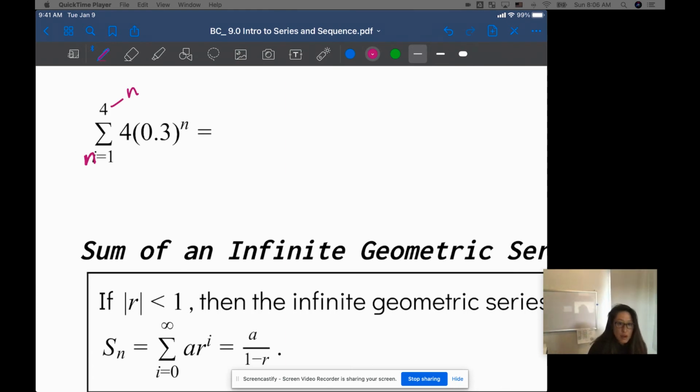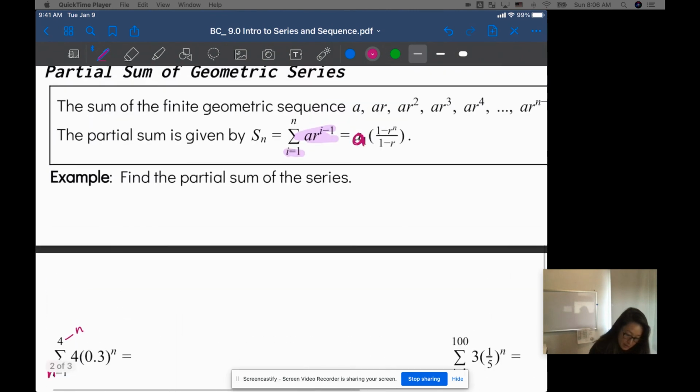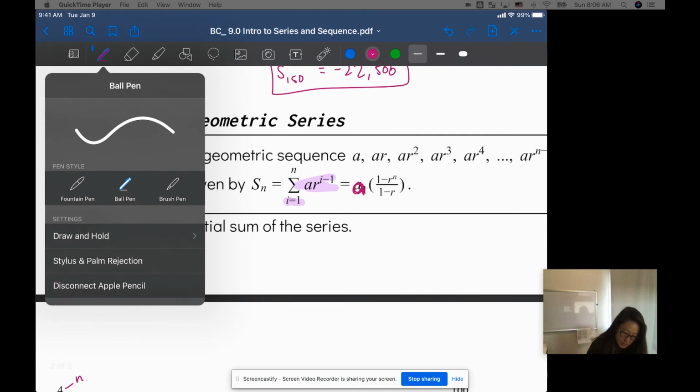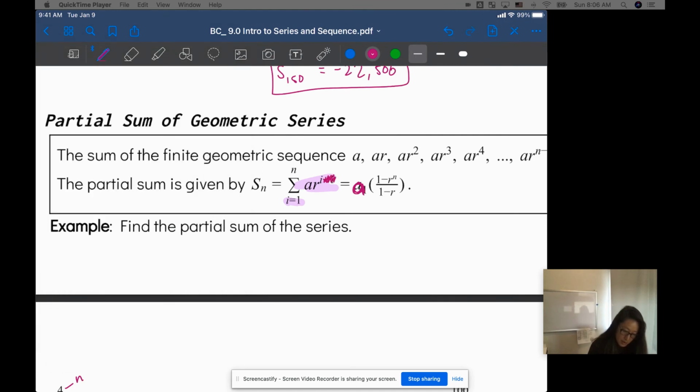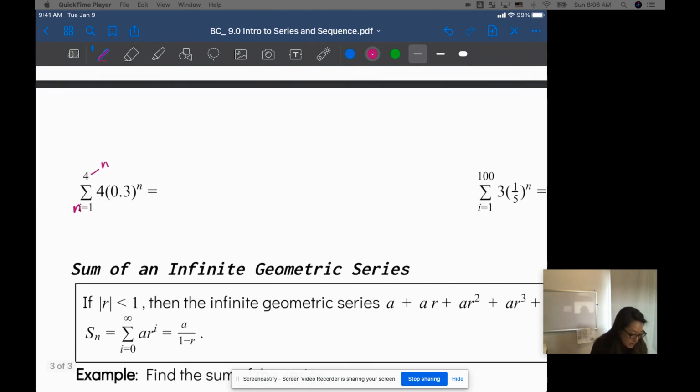Okay, so I made a mistake and I shouldn't have put this minus 1 right here. So this should read a times r to the i, and then we'll be okay. Okay, so what I'm going to do is go ahead and substitute in. I'm just going to go ahead and solve for the formula now.